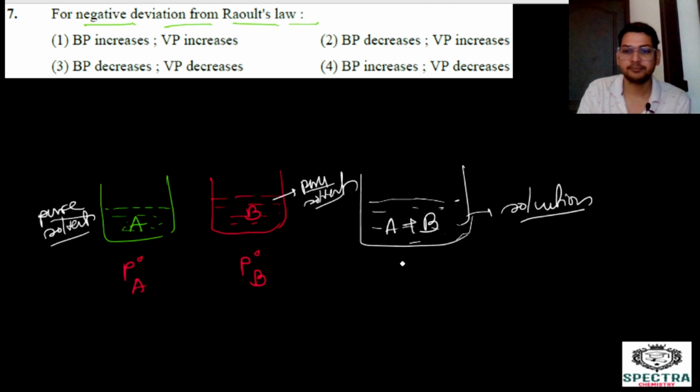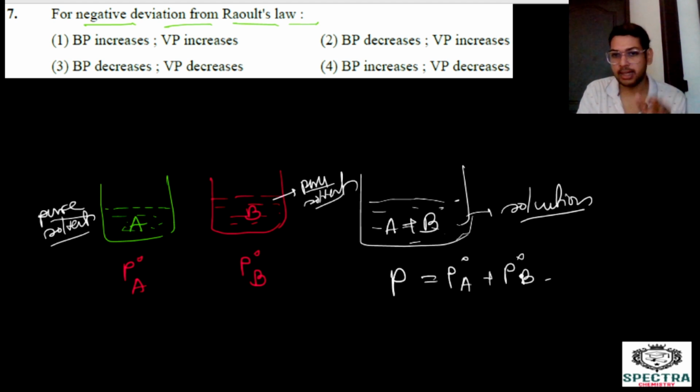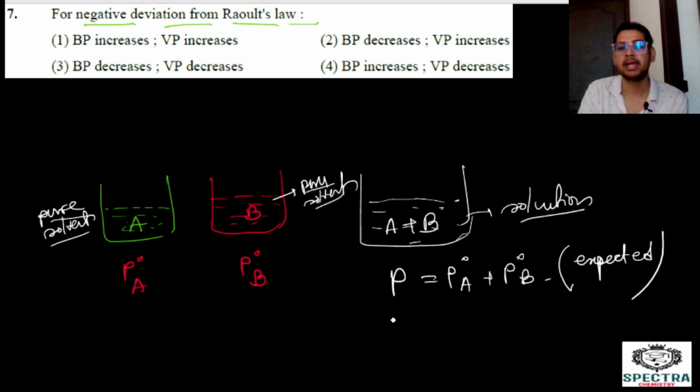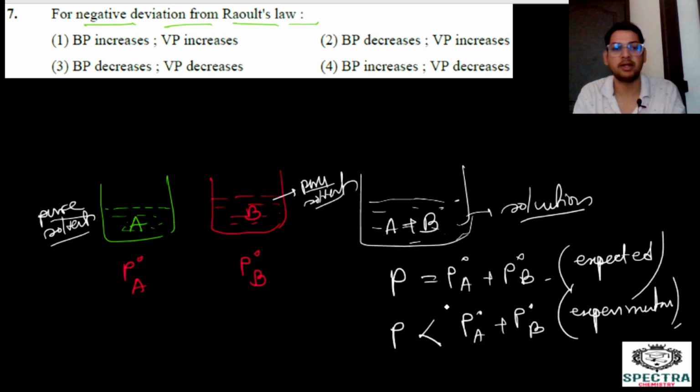Pure solvent and pure solvent, but now you have made a solution. Now you are expecting that here P will be P naught A plus P naught B, but what is happening is that the P value is lesser than P naught A plus P naught B. This is the experimental value. So let me just go to the next slide, that will be easier for us to understand.